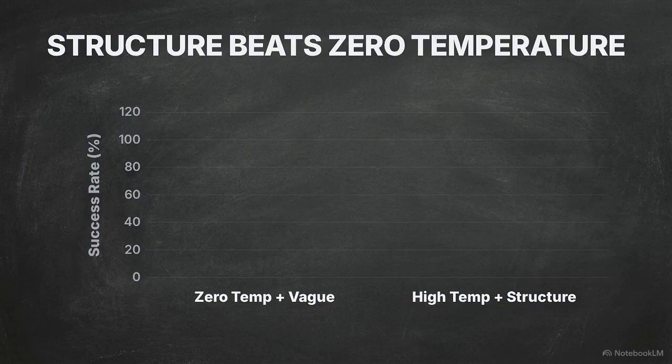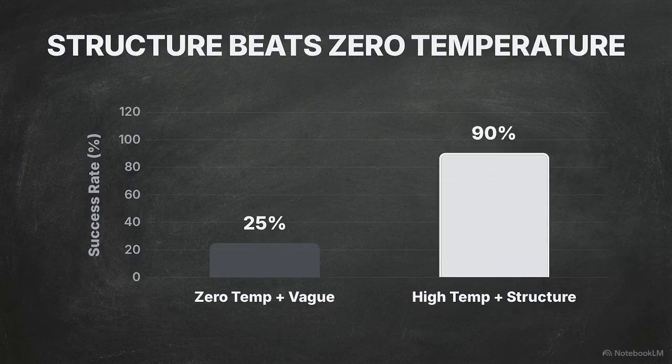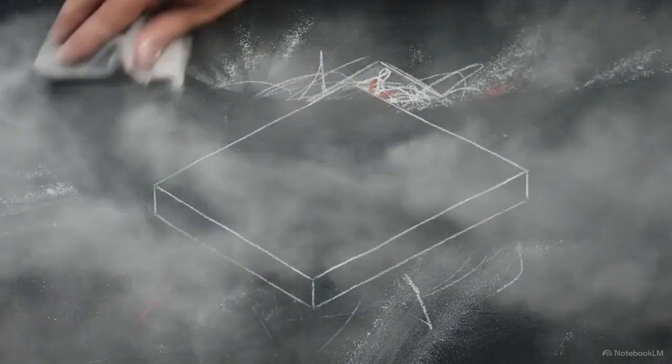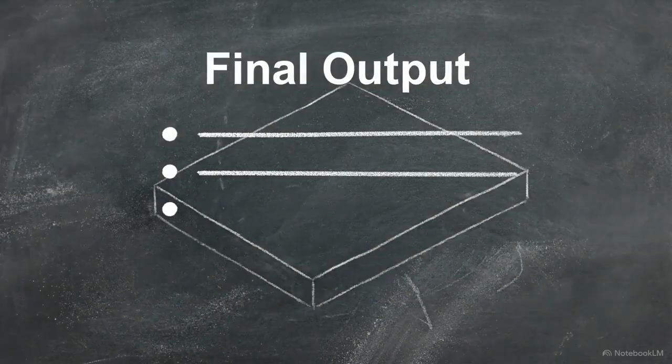A model operating at a high temperature with a highly structured prompt will consistently outperform a model operating at 0 temperature with a vague prompt. You cannot cool a large language model into correctness. You must guide it into clarity through rigorous, structured context.